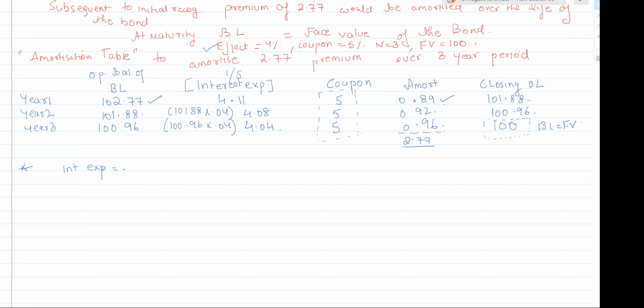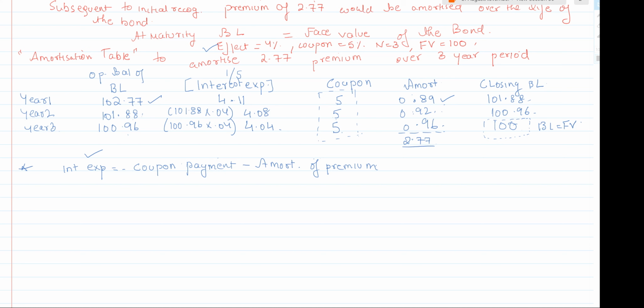So the interest expense that we are booking is one coupon payment minus amortization of premium. Guys, every year the interest expense is the coupon payment minus amortization of premium, right? So 5 minus 0.89, 4.11 is the interest expense for the first year. Coupon minus amortization of premium is the interest expense for the second year.